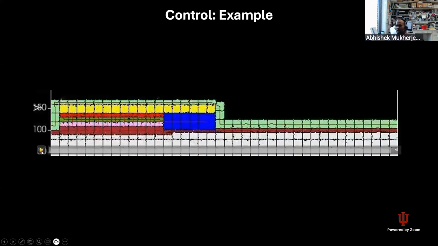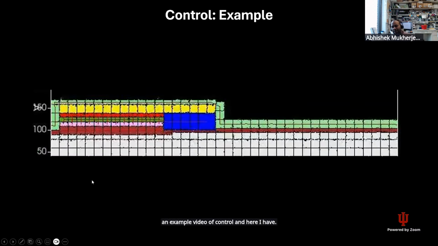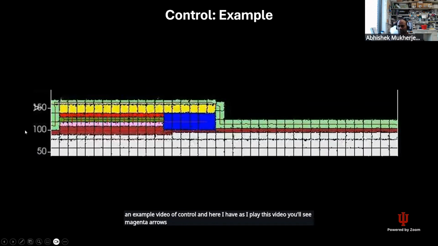So this is an example video of control, and as I play this video, you'll see magenta arrows marking the various rosettes over time.